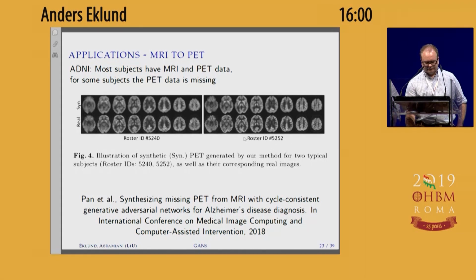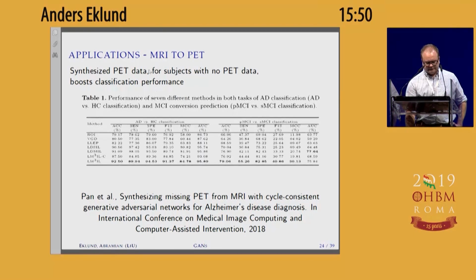These are the results for two subjects comparing the real and the synthetic PET images. And then they show that if they add this additional data when training a classifier, they can actually improve the performance compared to only using subjects that have real MRI and real PET. So here, you can see the GAN as a kind of data augmentation, where you synthesize PET data for subjects who don't have PET data, to have more training data for the classifier.